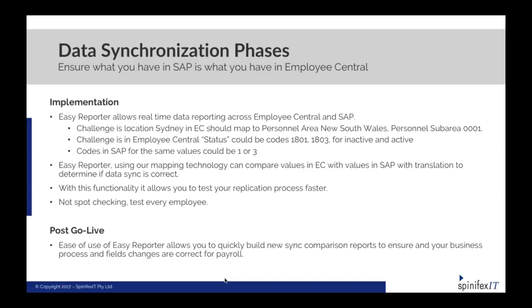It's important that we make sure that what is replicated through is coming through correctly. So with Easy Reporter, you can really speed up the time it takes to test that process. You'll probably have scenarios like we talked about where you're comparing two different things, apples and oranges in a sense, and you need some technology that allows you to map those values and say yes, they're the same. Another example would be the employee status, which in Employee Central for active would have a code of 1801, but in SAP we know that active is 3. So that's two different values, but how do we say that in the case where those two are different, they're the same and it's okay?